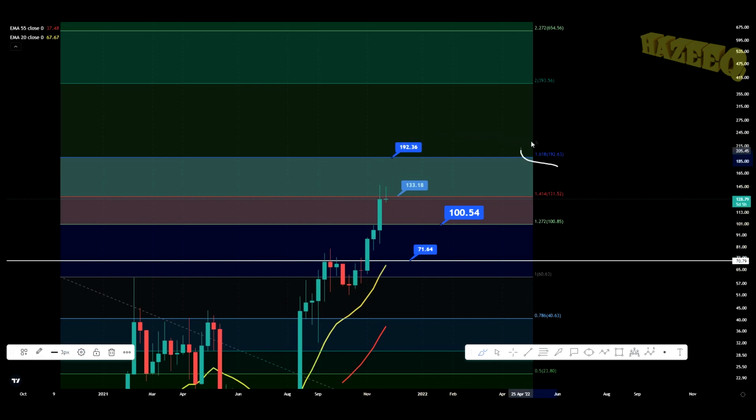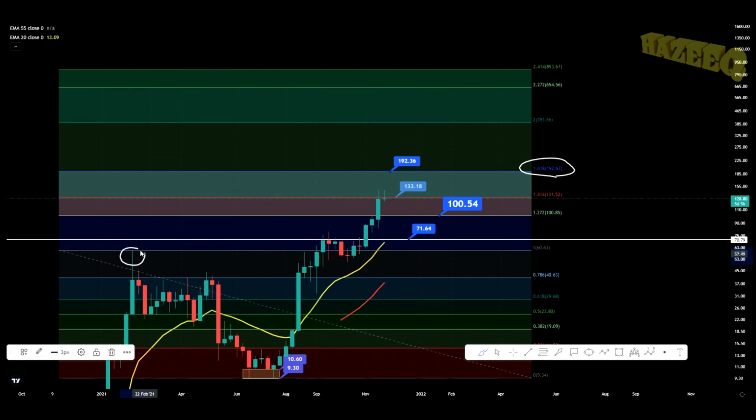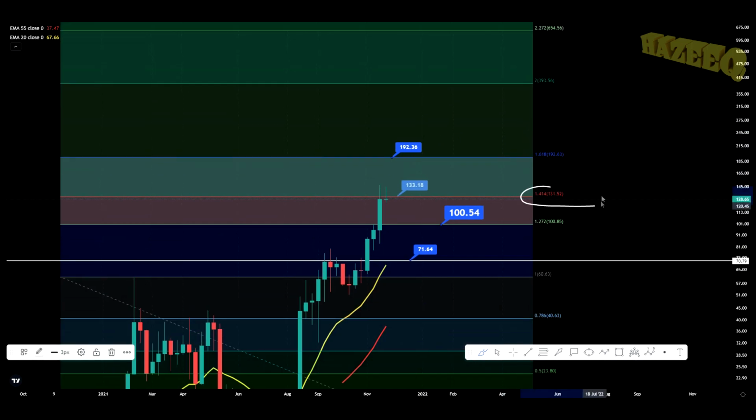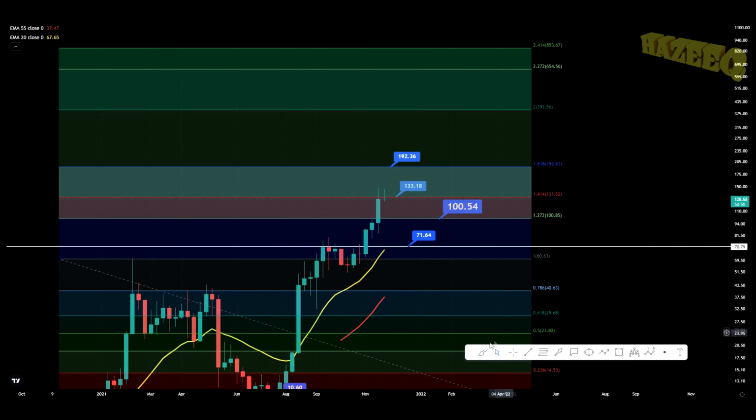Now, the 1.618 over here is the target after breaking this previous swing high on the Fibonacci retracement. Once you break this, you are in a technical target to this. And obviously, to get to the 1.618, it has to get through the 1.414 first. And with the 1.414, just like with the 1.272, you have to break above and backtest as support.